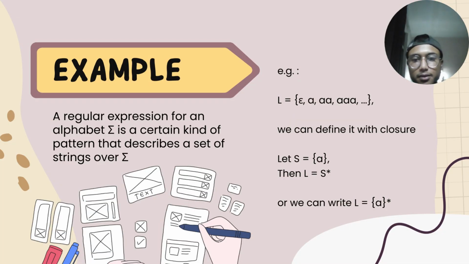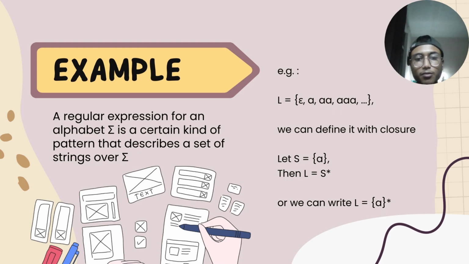So this is the example on regular expression. On the basics, for an alphabet, the symbol that is shifted to the left is called omega. My apologies, it's called sigma. The alphabet sigma, in other words, is a certain kind of pattern that describes a set of strings over sigma, the symbol. So, for example, L is the set of A, comma, AA, comma, AAA, and so on.